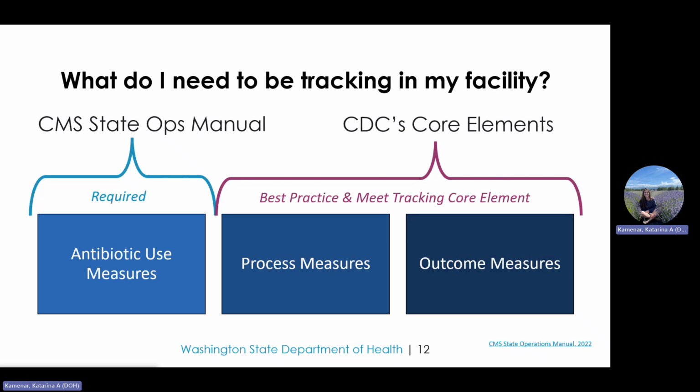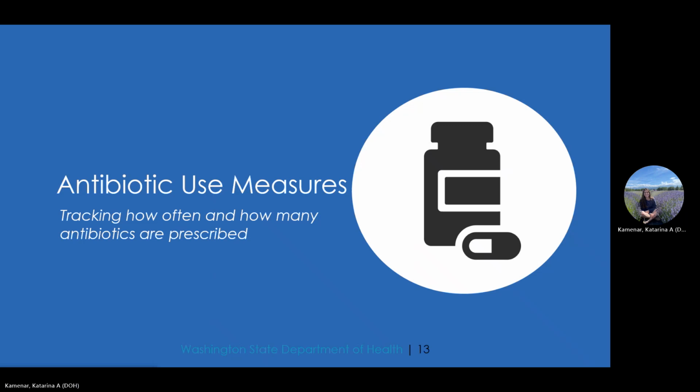antibiotic use measures. To meet current best practices and the CDC's tracking core element, you need to track at least one process measure and one outcome measure of antibiotic use. Process measures track how and why antibiotics are prescribed, and outcome measures track clinical outcomes associated with antibiotic use. In the next few slides, we'll review common antibiotic use measures and their pros and cons.